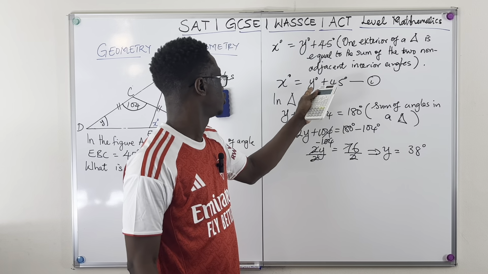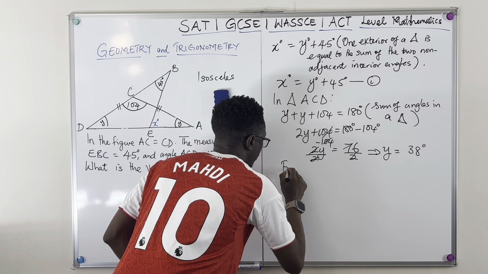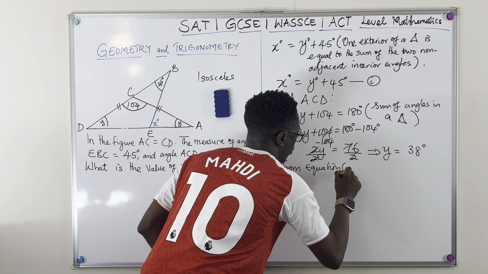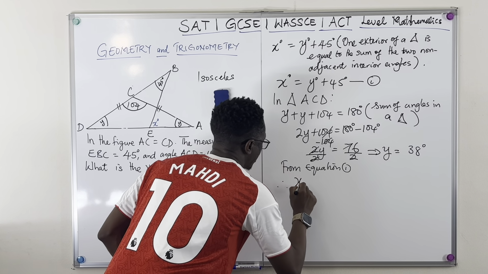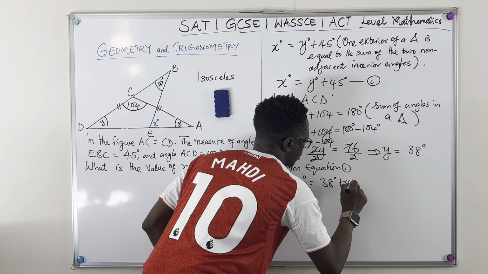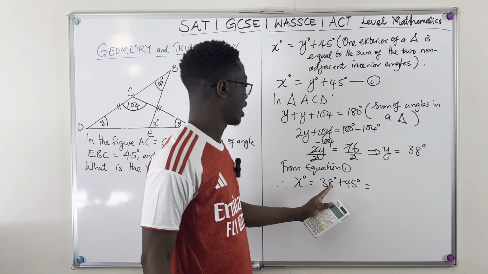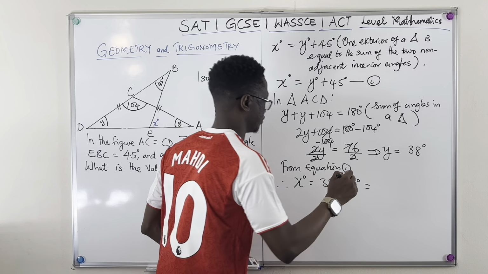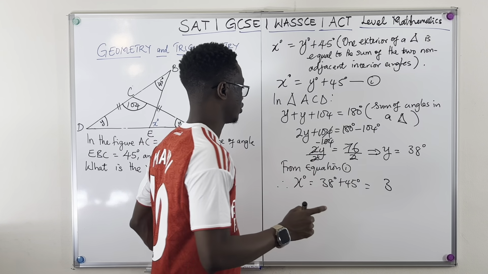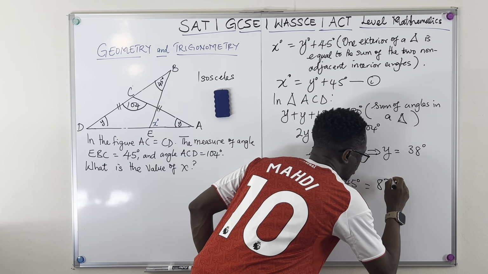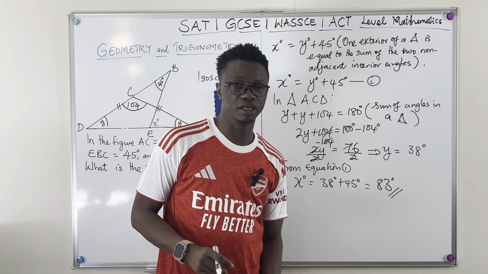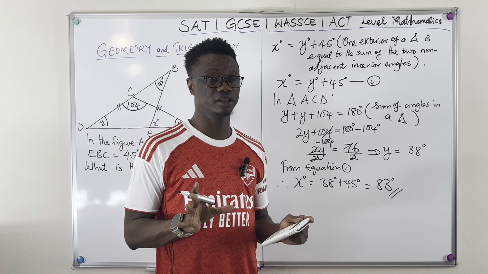Now, once you know y, you substitute here. So therefore, from equation 1, my x degrees is equal to y, which is now 38, plus 45 degrees. You can add 8 plus 5, which gives you 13. You put 3, remainder 1. This and this gives you 7. And so this is 83 degrees. Hence the value of x is 83 degrees.